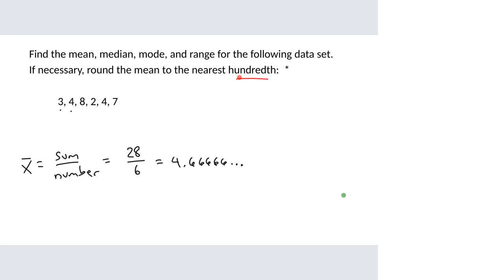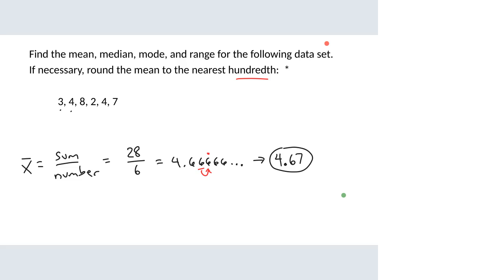So we find the hundredths place, which is here, 2 spaces past the decimal. We look 1 space to the right. That number is 5 or bigger, so we are going to round this up to 4.67. We were either going to round it down to 4.66 or up to 4.67. We rounded up to 4.67. Let me know if you have any questions about anything we're doing.